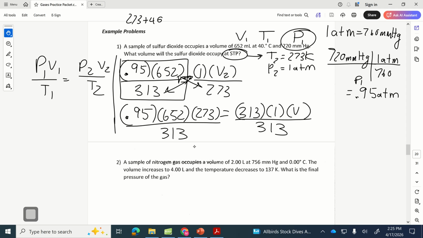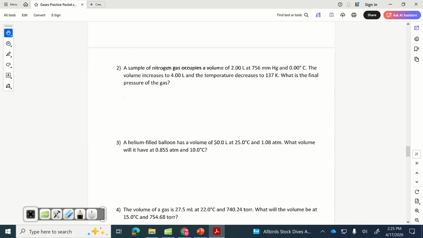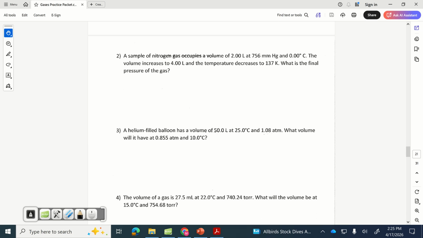And my volume comes out to be 540 milliliters. So I guess you could say it gets a little more difficult just because you have a lot more numbers. But just make sure you get everything together well. The math is very similar. Let's look at number 2.